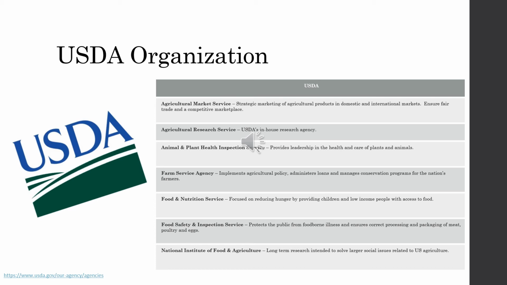The Farm Service Agency implements agricultural policy, administers loans, and manages conservation programs for the nation's farmers. The Food and Nutrition Service is focused on reducing hunger by providing children and low-income people with access to food. The Food Safety and Inspection Service protects the public from foodborne illness and ensures correct processing and packaging of meat, poultry, and eggs. And the National Institute of Food and Agriculture. They're focused on long-term research intended to solve larger social issues related to U.S. agriculture.